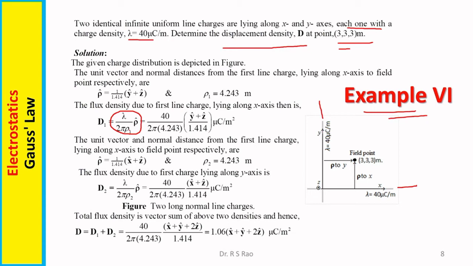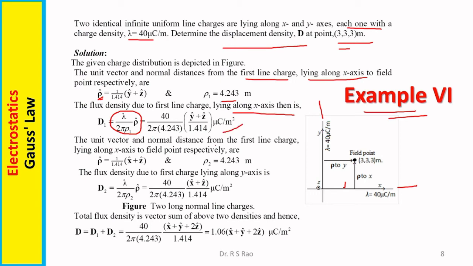The unit vector and normal distance of the first line charge lying along the x-axis. First we consider this charge. To the field point, respectively, rho cap is 1 by 1.414, y cap plus z cap. And the distance is, of course, 4.243. Now, the flux density due to the first line charge lying along the x-axis, substitution gives a certain value.